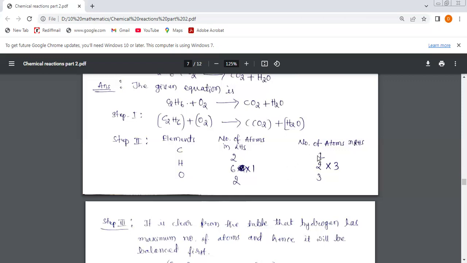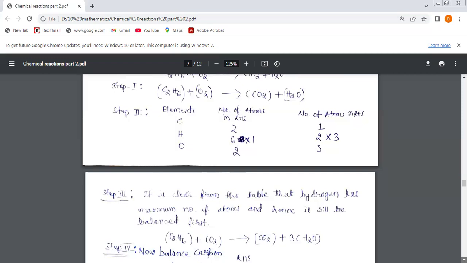So there are 2 hydrogen atoms, and next, 3 oxygen atoms are there. Here 2 are there, here 1 is there, 2 plus 1 is 3. So these are the numbers of atoms of the elements present on the product side. So look at this table. What is clear is that hydrogen atoms are more in number. Here 6 are there and here 2 are there. So we have to balance the hydrogen first.